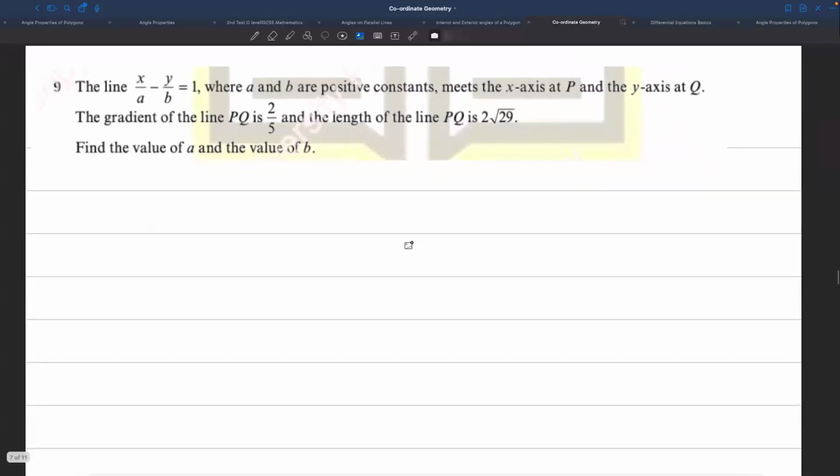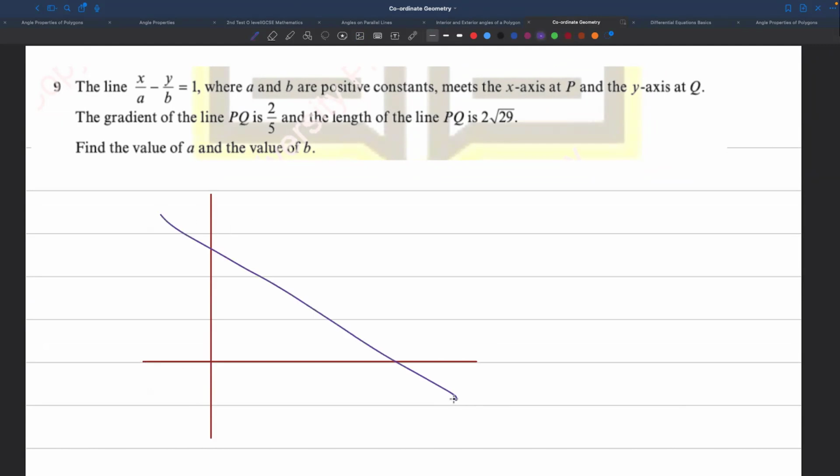Okay, so in question 9, it says this line meets the x axis at P and the y axis at Q. What you just have to do is make your x and y axis, and then make a line. You call this point P. The x coordinate will be x and this will be 0, this will be Q and this will be 0 comma y. Now it says the gradient of the line PQ is 2 upon 5 and the length is 2 root 29. Find the value of A and B.